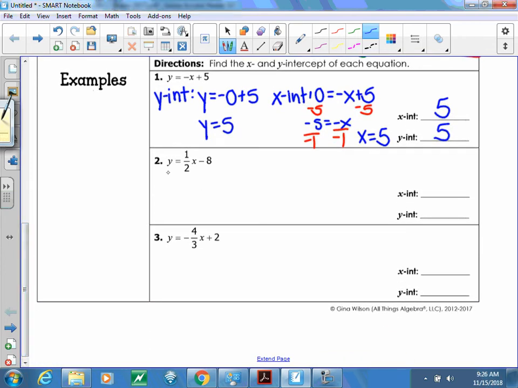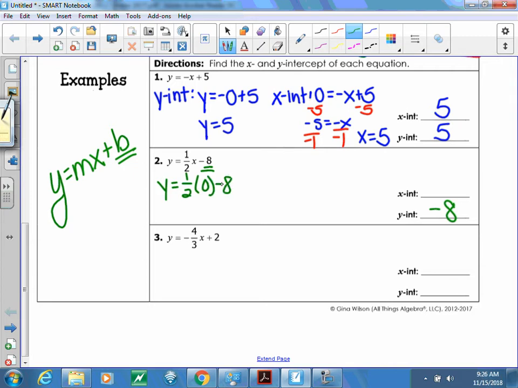All right, next one here, y equals 1/2 x minus 8. You've got your y equals mx plus b. B is your y-intercept, so negative 8 is our y-intercept. Or, once again, we can do y is equal to 1/2 times 0 minus 8. 1/2 times 0 is 0, minus 8, and y equals negative 8.